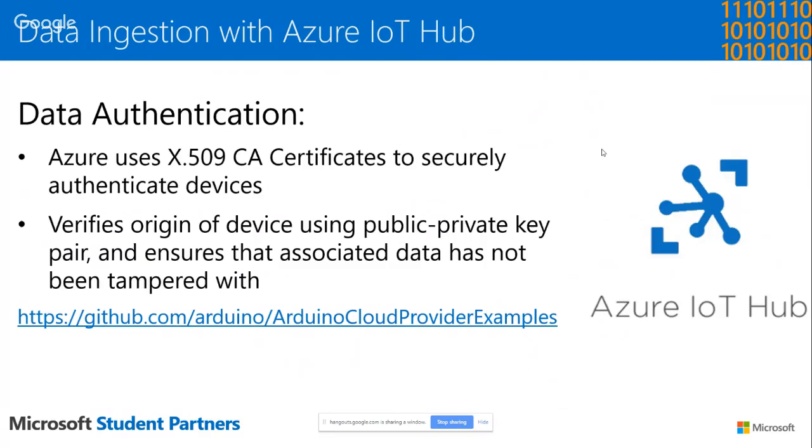This is essentially the gold standard for device authentication within the IoT industry, and you'll see similar mechanisms with other major cloud providers as well. Essentially, there's a public key and a private key, and this pair allows you to verify the origin of the device and ensures that the associated data hasn't been tampered with.